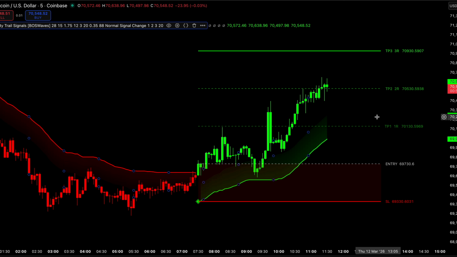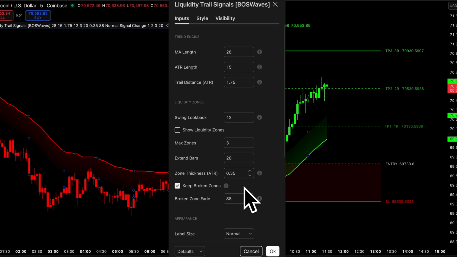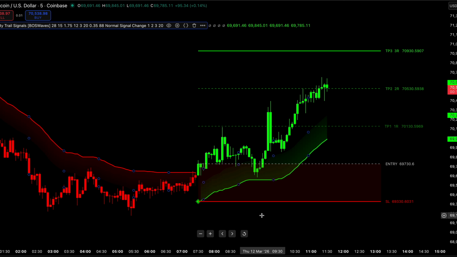You have 2 entry modes to choose from. There's the signal change, which fires the position tool the instant the trend flips. So if you want to be in right at the structure change, that's your mode. Trail retest waits for price to pull back after the flip and actually touch the trail before triggering, which typically means a tighter stop, a better entry price, and a cleaner risk to reward ratio. As always, with the Boss Waves indicators, each setting has a tooltip, and that allows you to tailor the indicator to your exact requirements.